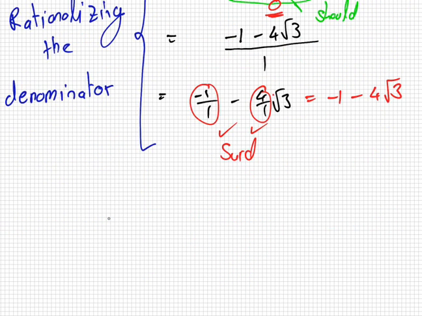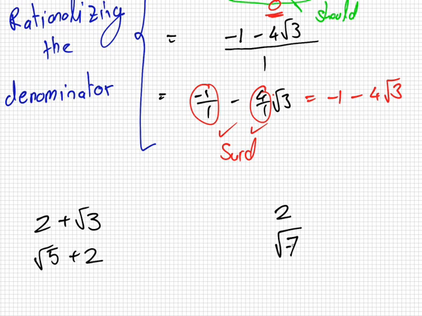I just want to make sure you're clear on conjugate. I have four numbers here, and I want the conjugate of the four numbers. So here, what's the conjugate? Tell me. Give me the conjugate. Two minus root three. And what's the conjugate here?